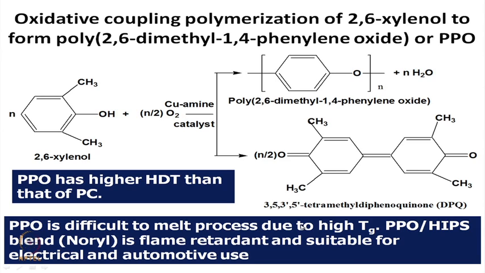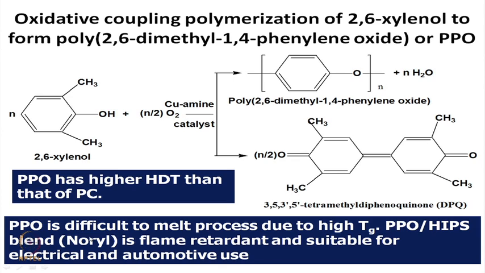Since PPO is lacking in this property, it is blended with another auxiliary polymer, that is high impact polystyrene. High impact polystyrene has good impact resistance, but it melts at a lower temperature than PPO. If a certain proportion of high impact polystyrene is blended with polyphenylene oxide, that blend can be easily processed, and that blend is available in the market as a commercial product.